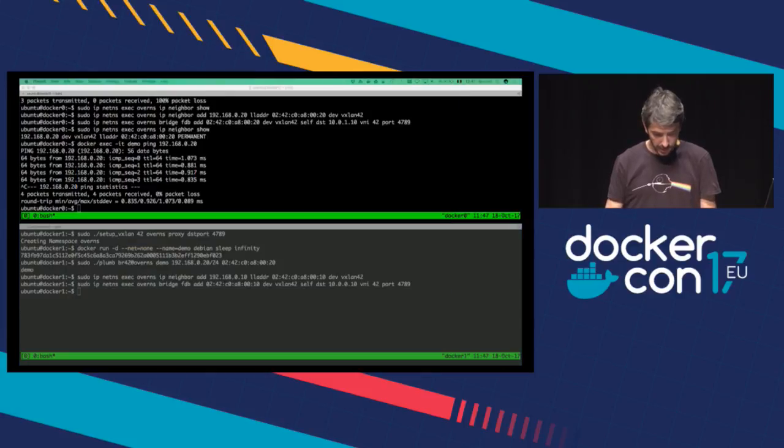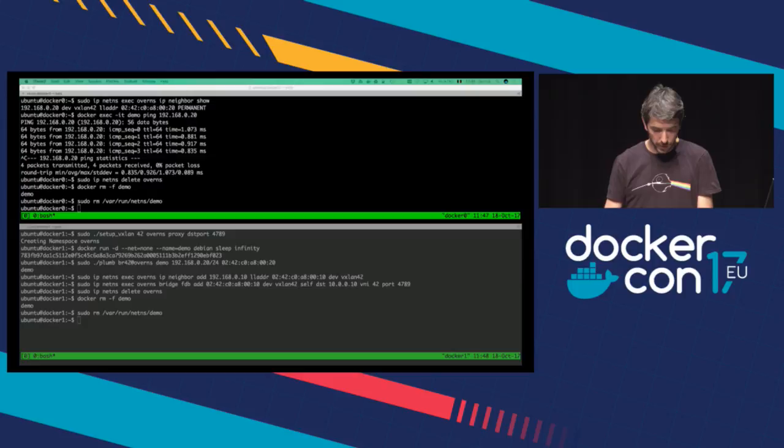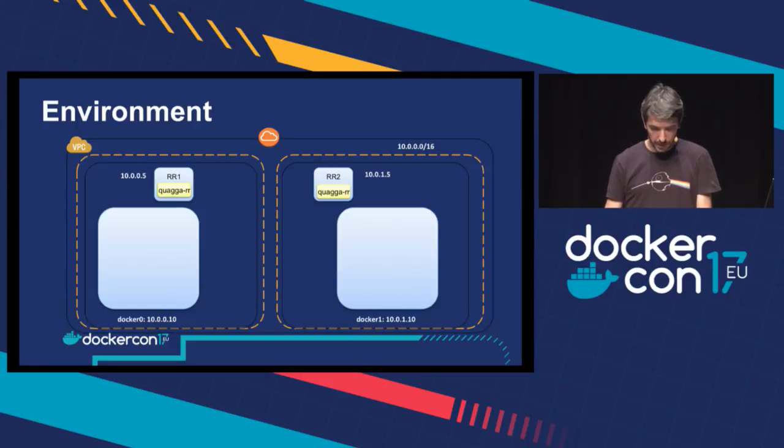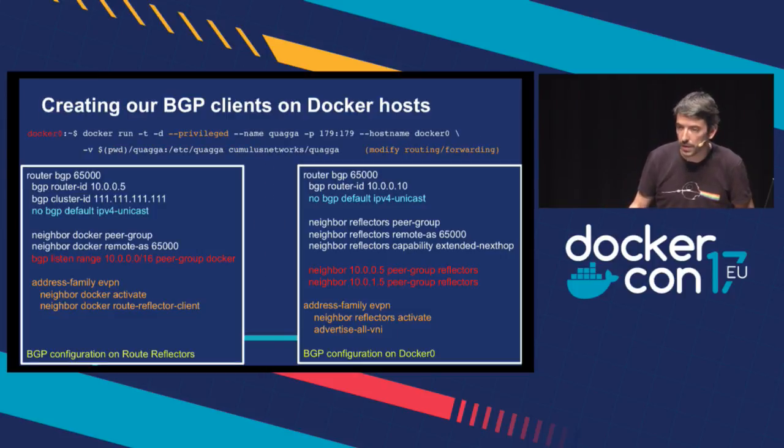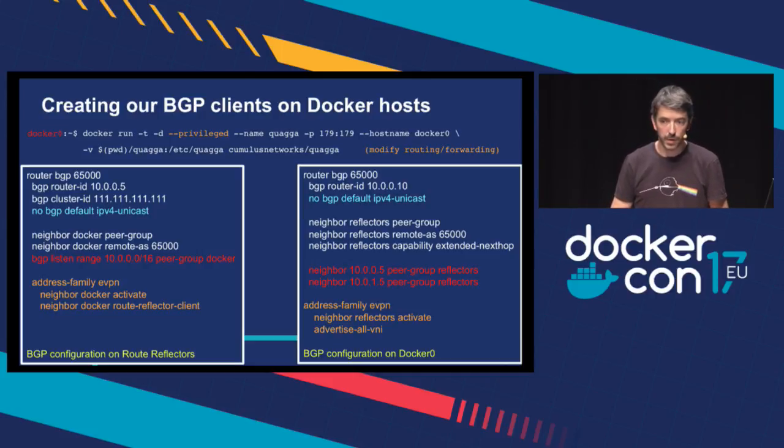So first of all, I need to clean what I did before. Okay, so I'm going to delete the containers and overlay namespace. I'm doing it on both hosts. And now I'm going to start a container running Quagga on both Docker nodes. And you have the command there. It's not very important. Something you can note is I need to run it with the privileged flag, because Quagga is going to modify the routing table and forwarding information in the kernel, so it needs to be privileged.